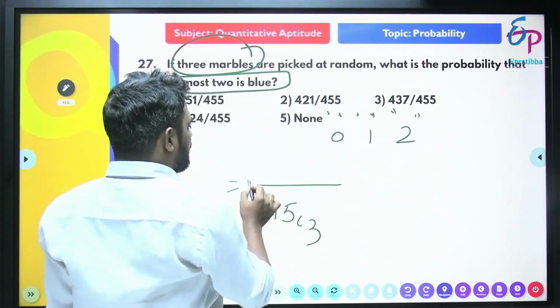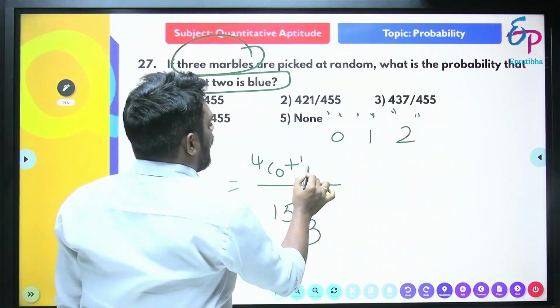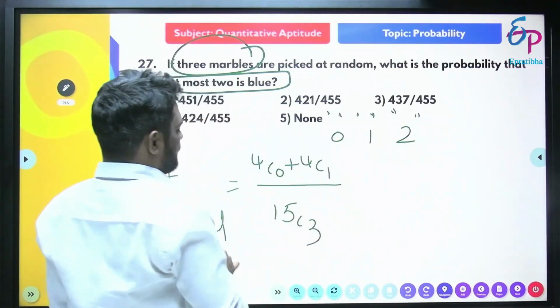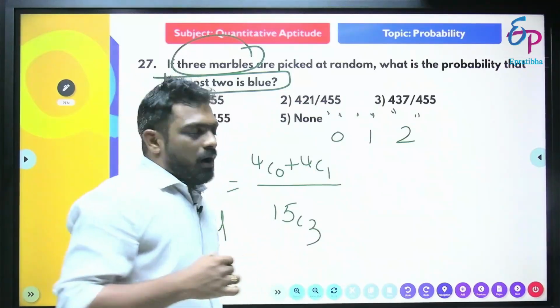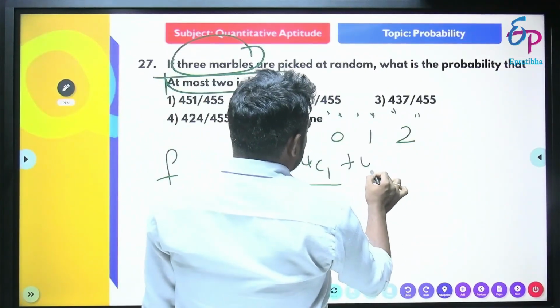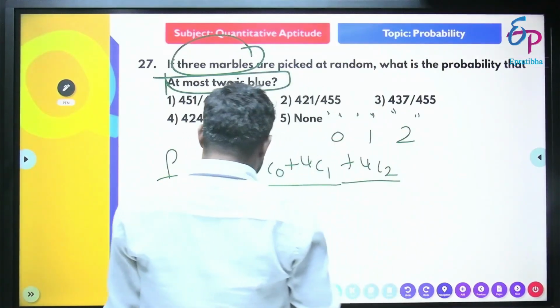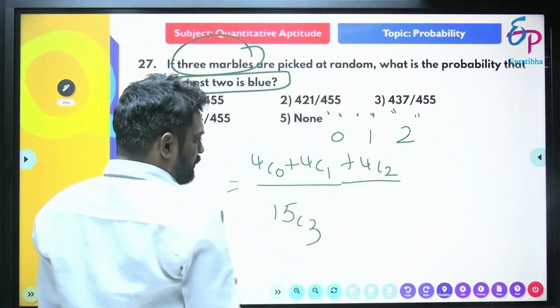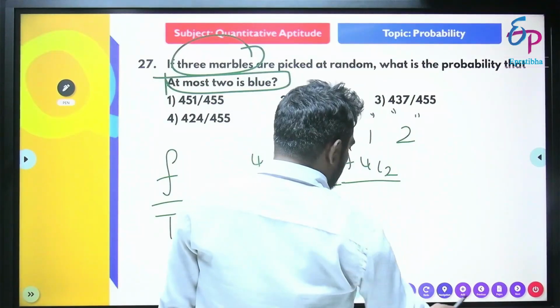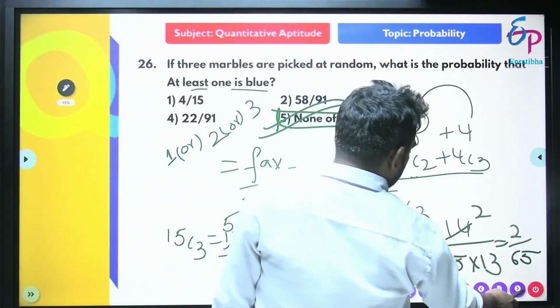So, blue marbles are 4, right? From 4 marbles, 0 marbles are blue, or from 4 marbles, 1 marble is blue, or from 4 marbles, 2 marbles are blue. The 15C3 value we have to calculate. We calculated it just before, right? 13 into 35.